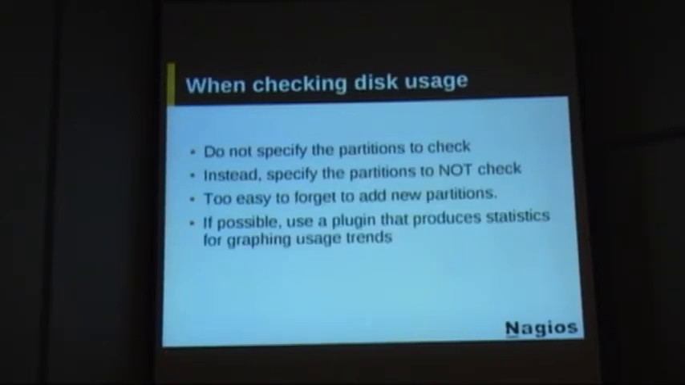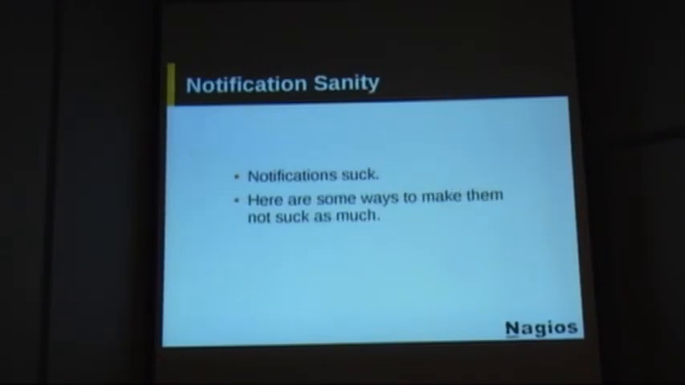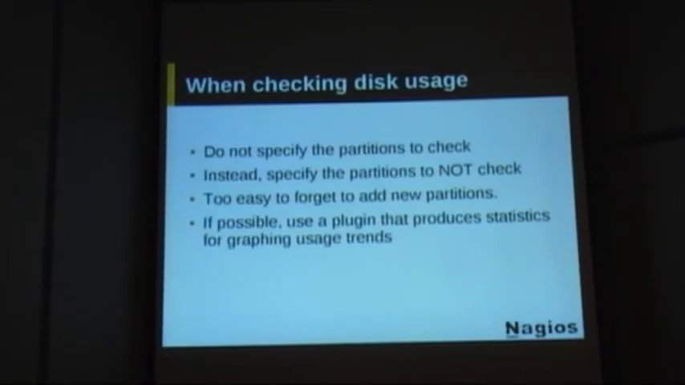Instead, I think you should specify the partitions not to check, the ones that you're specifically not caring about, because as soon as you specify the partitions that you want to check, you'll add a partition that you care about and you'll forget to add it to Nagios. There's just no reason to put that on yourself. Oh, and I do mention to use a plugin if you need to use a plugin. Use one that provides stats so that you can graph it later using whatever tool you want to use to graph.